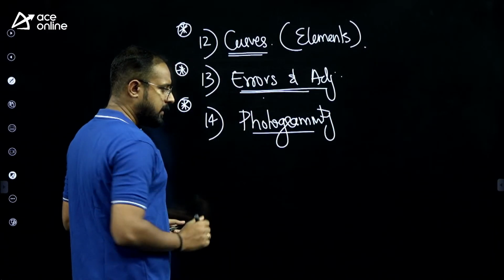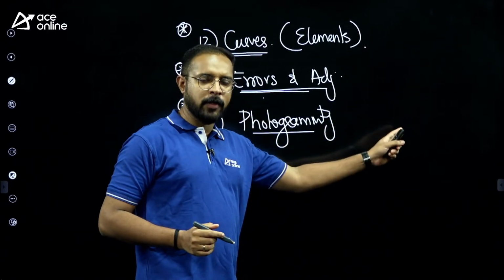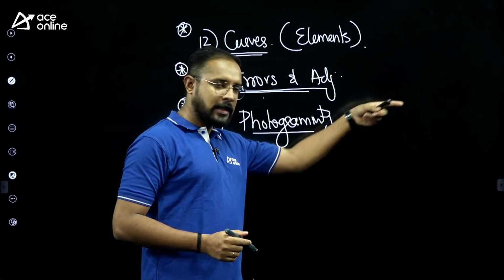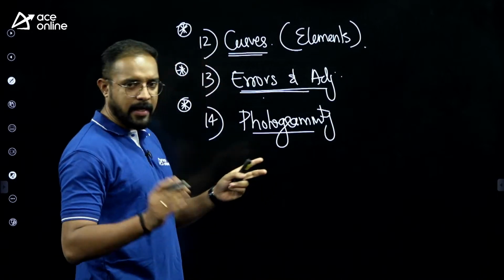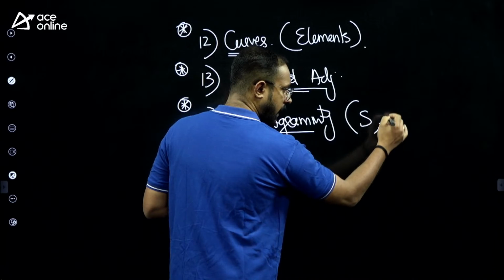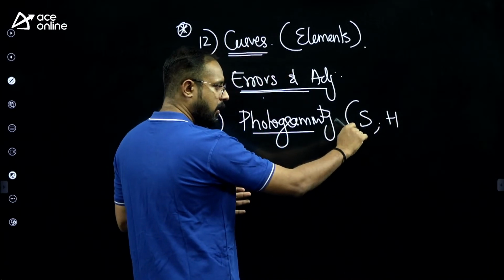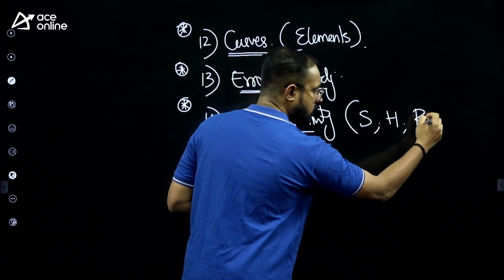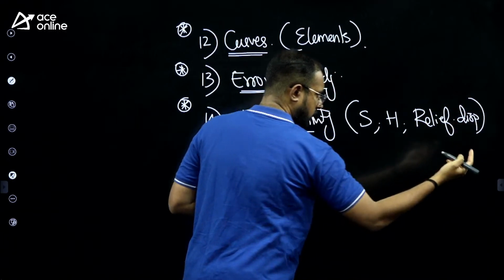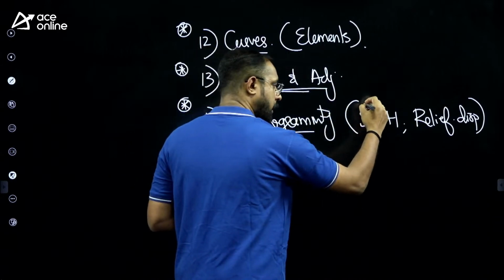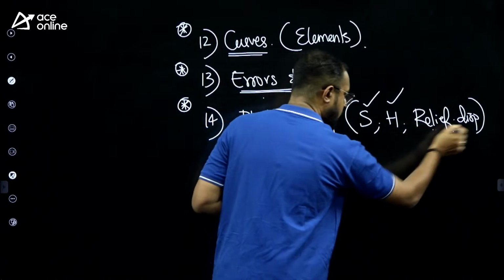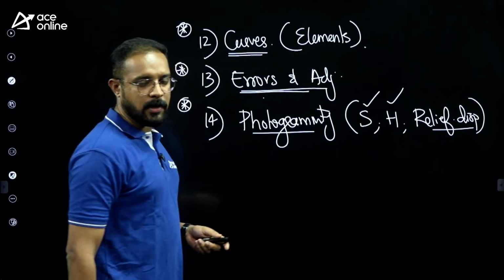In ESE, photogrammetry has some extra topics, like tilted photographs and parallax. For GATE, the syllabus is calculation of scale and calculation of flying height. But they are asking a lot of questions from relief displacement also. In the GATE syllabus I told you, they only ask for scale and flying height calculation, but standard questions are framed from relief displacement also.